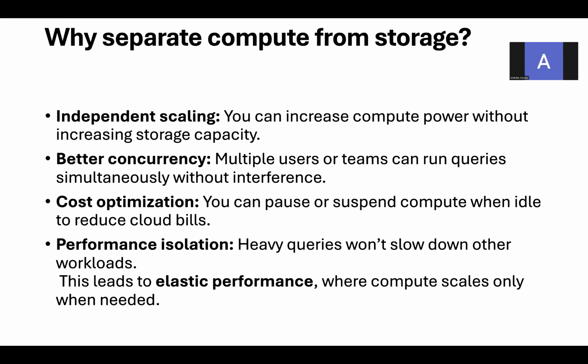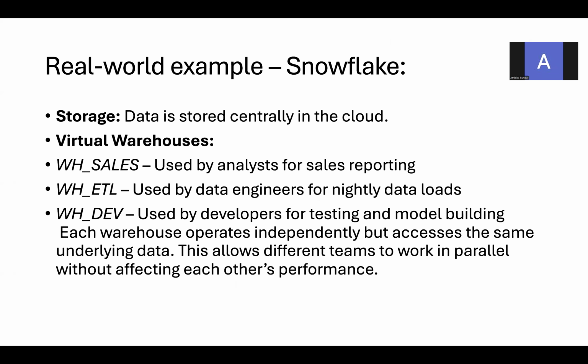Performance isolation. Heavy queries won't slow down other workloads. So for example, as I said in the earlier slide, for medium size and extra large warehouse, I'm getting more number of queries. So when I'm going to increase the size of this warehouse, the auto scaling of the warehouse has to be done here. It is not going to affect the small and the medium, where I'm not going to have the extra queries. So this leads to elastic performance, where compute scales only when needed.